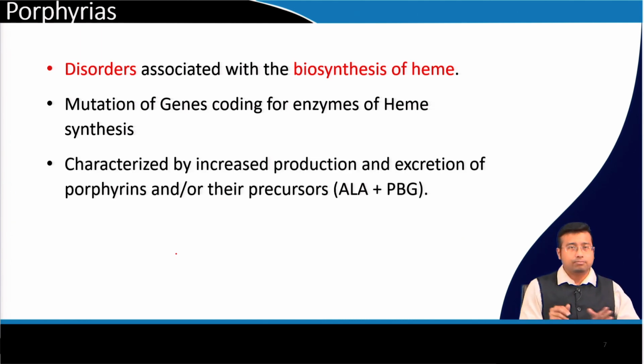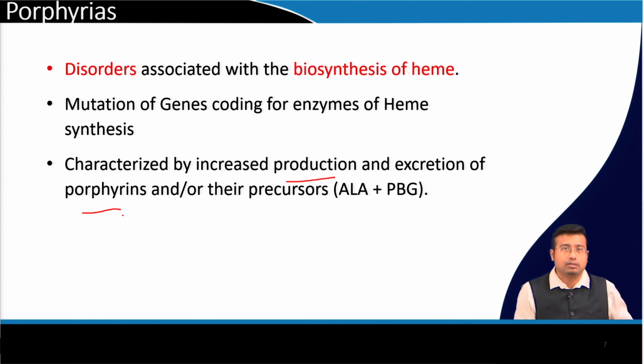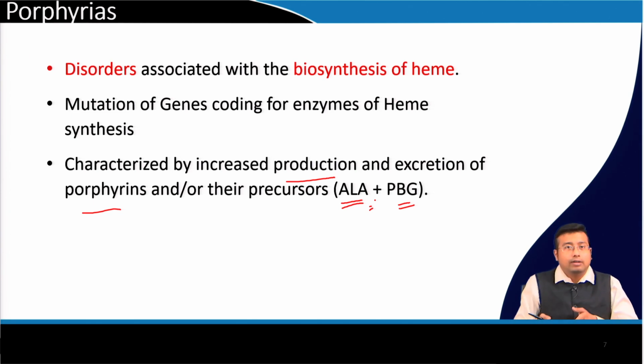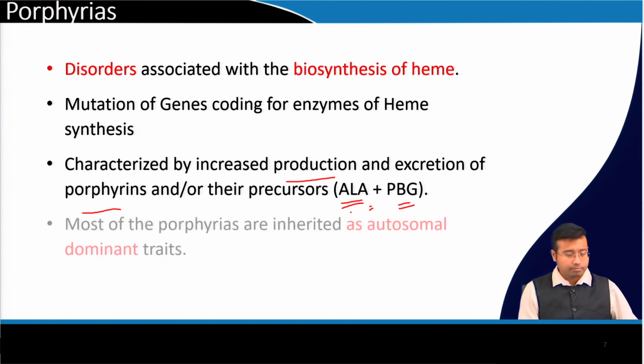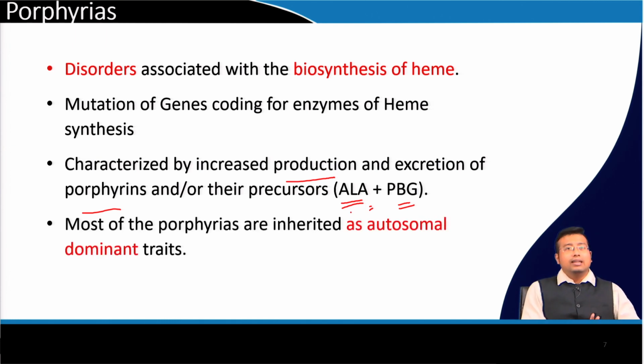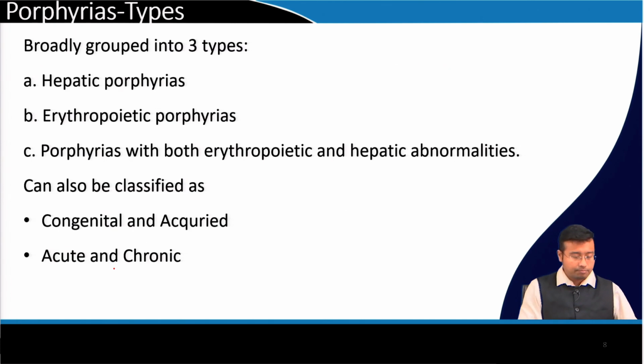So, what is the generalized characteristic? Basically, increased production and excretion of porphyrins or their precursors. For example, we already know what porphyrins are, and the precursors mean ALA and porphobilinogen. I already told you before how porphobilinogen is formed, right. So, delta aminolevulinic acid and porphobilinogen are the precursors, right. How are they inherited? Most of the porphyrias are inherited as autosomal dominant, AD, very important, all right.